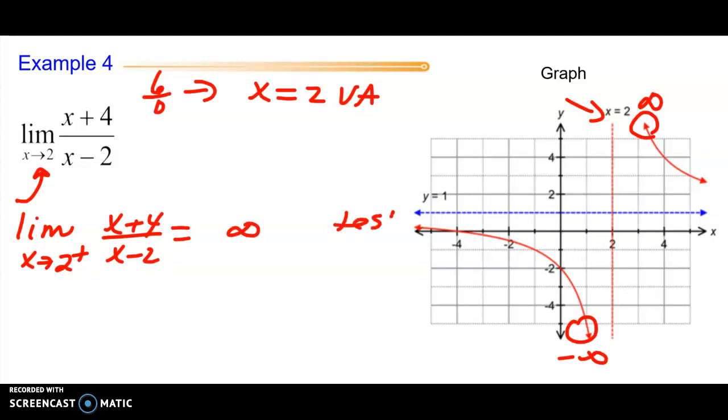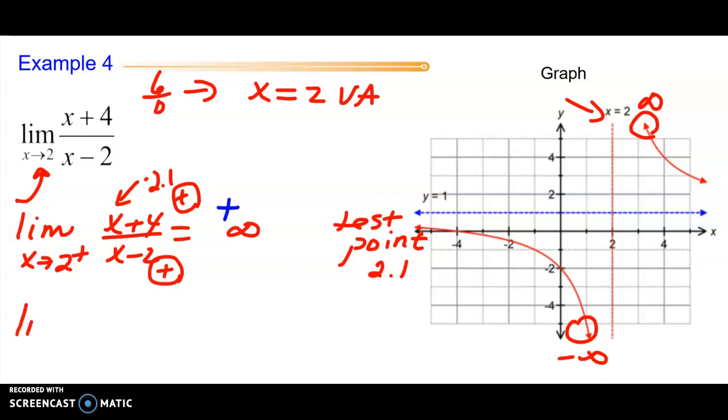But we're going to use a test point to see if it's positive or negative. So what's to the right of 2? 2.1. So when you plug in 2.1 for x, you're going to get 6.1 in the numerator, so that's a positive. You're going to get a positive in the denominator, and a positive divided by a positive is a positive infinity. So the next one we're going to do is to the left.